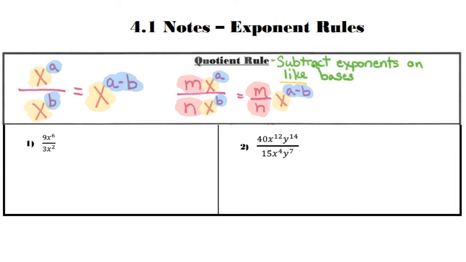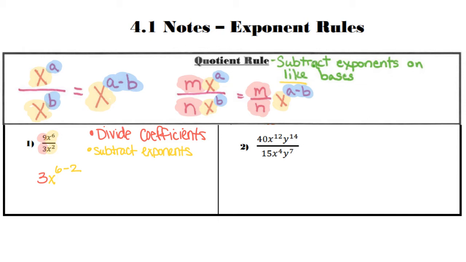So in example 1, we have 9x to the 6th being divided by 3x to the 2nd. And the first thing I'm going to highlight are those coefficients. And remember, we want to divide the 9 and the 3. And for the next part, we are going to subtract exponents on our like bases. So in this case, x to the 6th and x to the 2nd, they both have the x as their base. And when you subtract your exponents, please take the number on top, so that was the 6, and then subtract the number in the bottom, the 2.